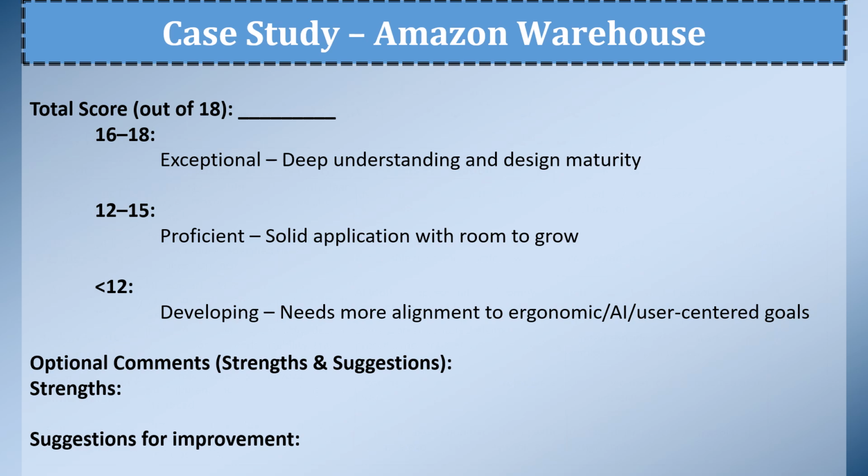So total score out of 18: exceptional, deep understanding and design maturity; proficient, solid application with room to grow; and developing is less than 12, need more alignment to ergonomics, AI, and user-centered goals. So here you have to give the optional comments, strengths, and suggestions.